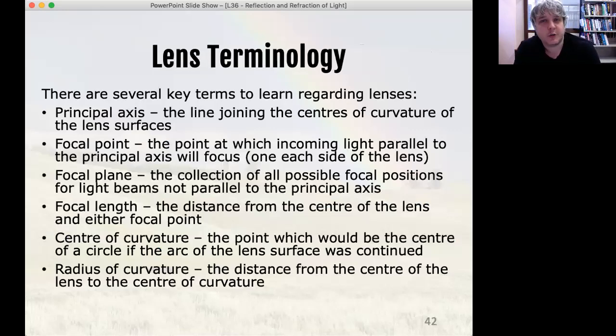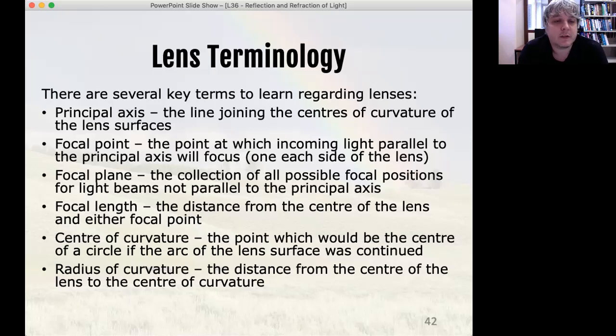There are a bunch of terms to memorize, unfortunately, with lenses. I'm not a big fan of just rote memorization, but sometimes there's no real alternative, and you do need to just learn some words. The ones here are principal axis, which is just the line joining the centers of curvature of the lens surfaces. There is a diagram on the next slide, so don't fret too much. I'll repeat these on that slide.